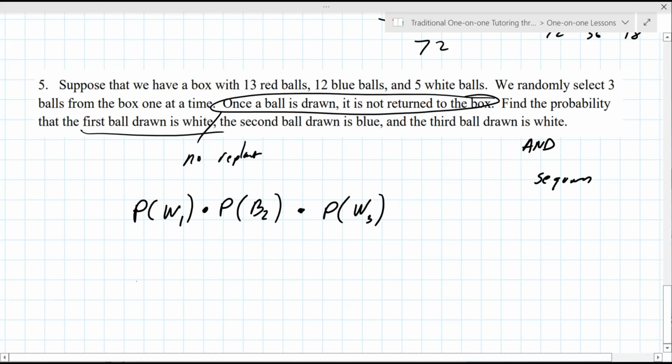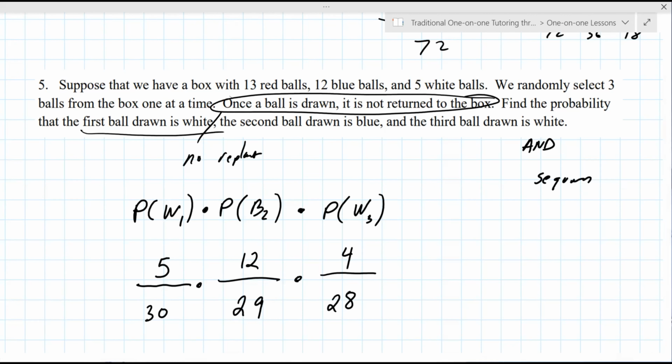Okay, so we know there are 30 total balls, and we assume we actually are getting a grab of a white ball. So there's 5 that we can grab. We assume we grab one of them out of 30. Now the blue, how many blues are there? There's 12, but since there's no replacement, there's 29 left over. And white for the third ball, well, there's 4 now because we assume we grabbed one there, and then out of 28. Okay, that makes sense.